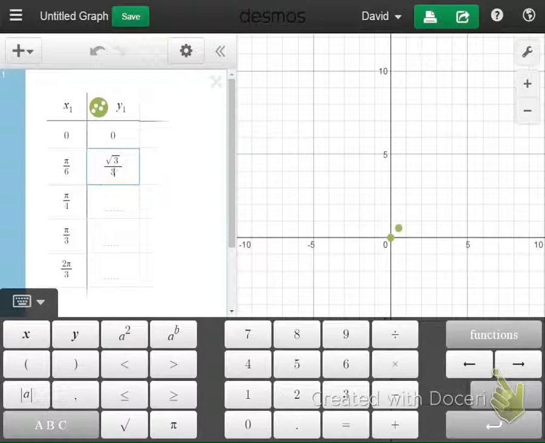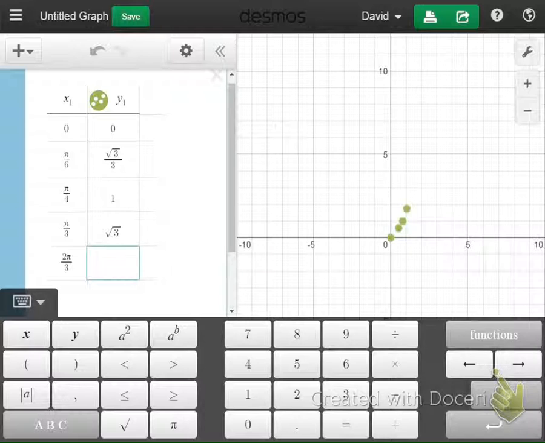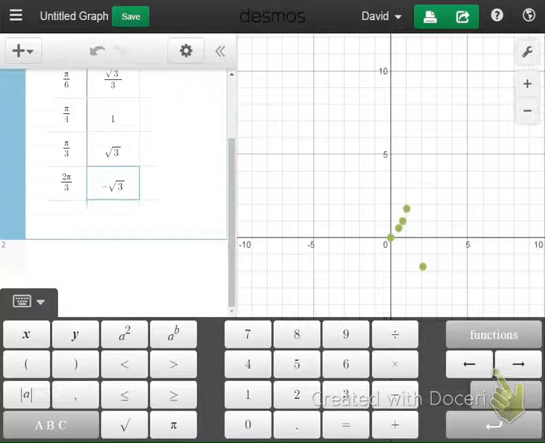At pi fourths, tangent is 1. At pi thirds, tangent is just square root of 3. And then at 2 pi thirds, tangent is negative square root of 3. So it kind of starts a new section down here. If you're doing this at home for the first time, please go through all the way to 2 pi. It'll give you a better idea and better foundation of where this graph comes from.